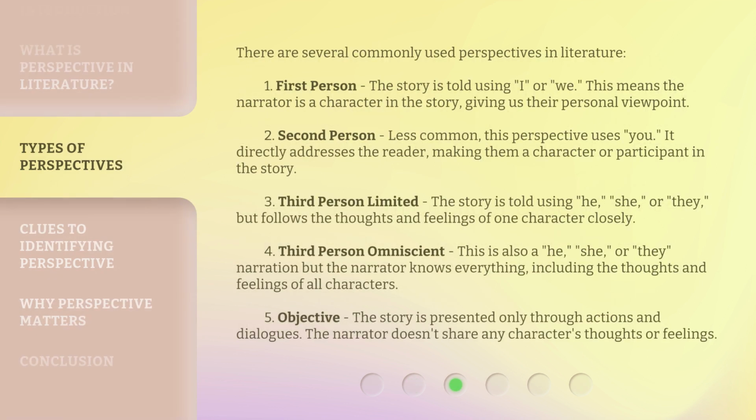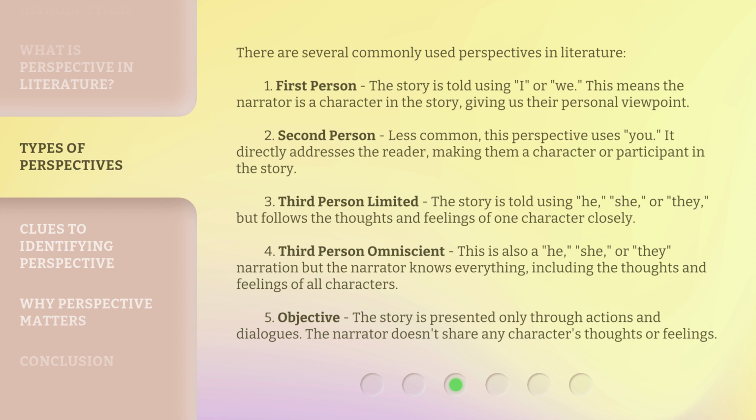There are several commonly used perspectives in literature. 1. First person. The story is told using I or we. This means the narrator is a character in the story, giving us their personal viewpoint. 2. Second person. Less common. This perspective uses you. It directly addresses the reader, making them a character or participant in the story.